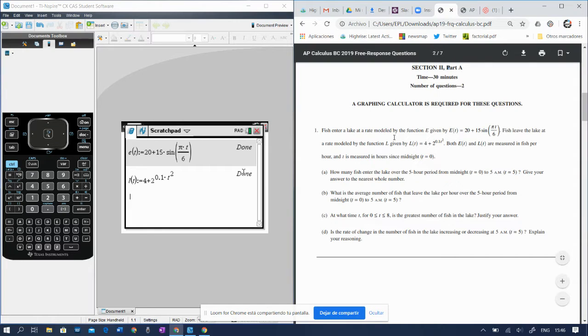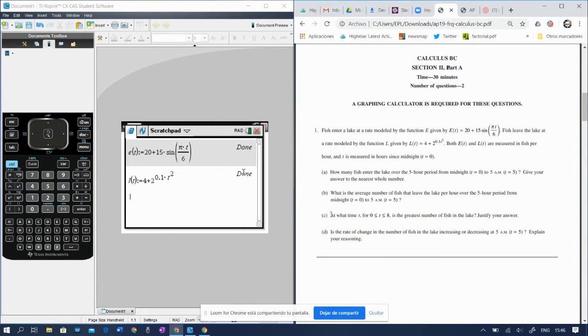We're going to continue here. Let's check out section C of this problem. At what time between 0 and 8 is the greatest number of fish in the lake?